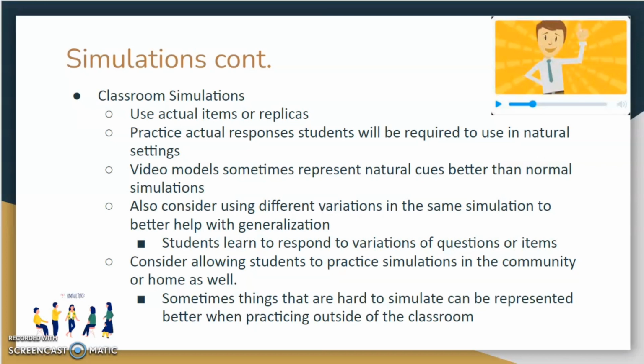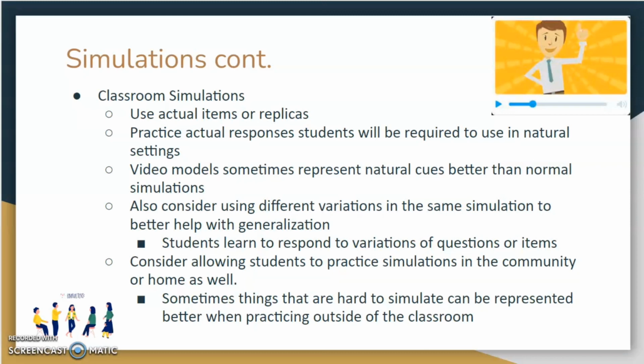We should have the students practice actual responses, so we should be asking actual questions that will happen in a natural setting. We also need to consider using different variations of the same simulation to better help with the generalization that they're going for. This is why video models are a wonderful tool to use. Not only does it add a different type of simulation of the same skill, but sometimes they even represent the natural cues better than a normal simulation would.